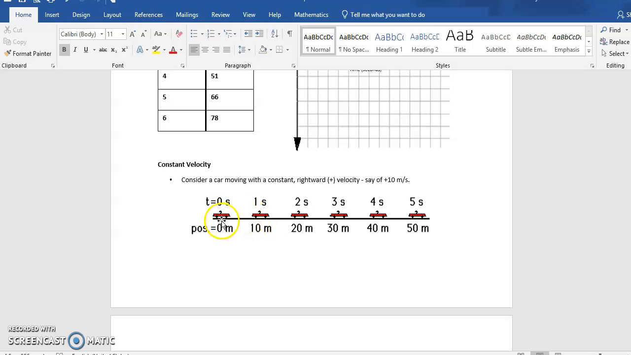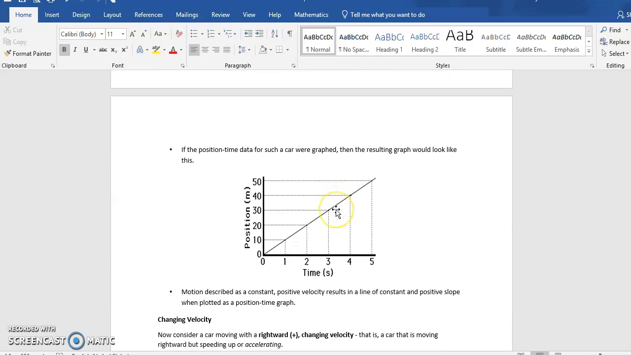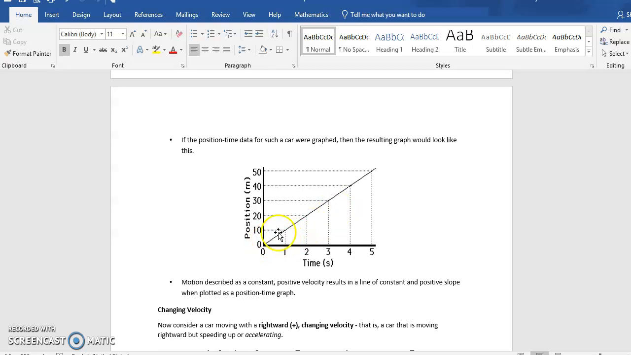So in each of these seconds they've traveled 10 meters. So this is what a position time graph for something like that would look like. So they're moving at a constant rate. They're always traveling at a velocity of 10 meters per second.